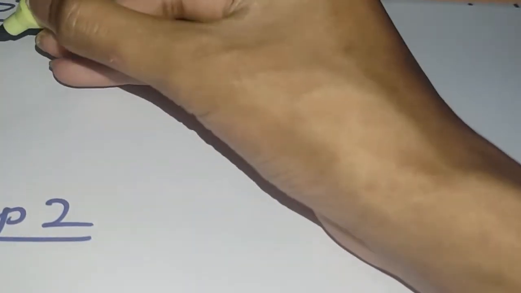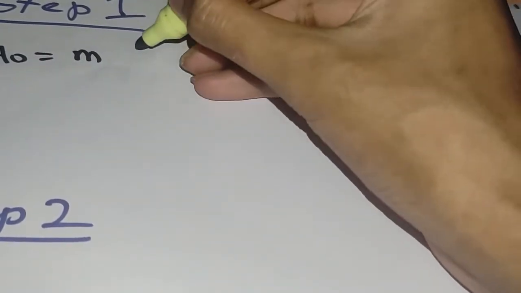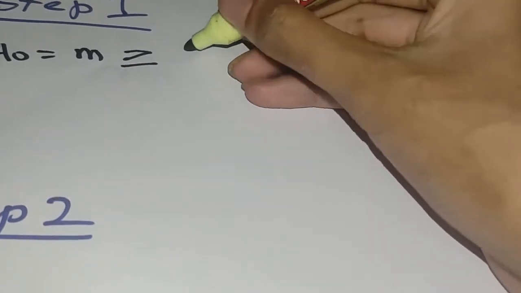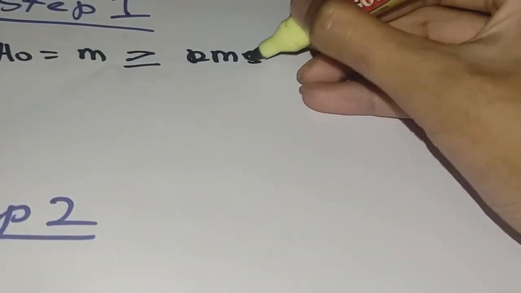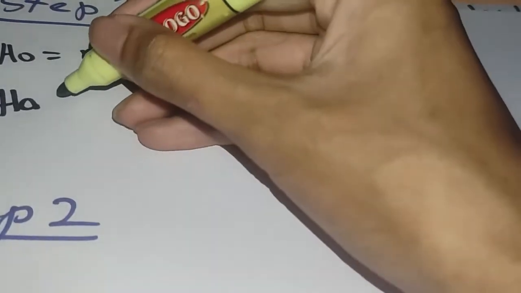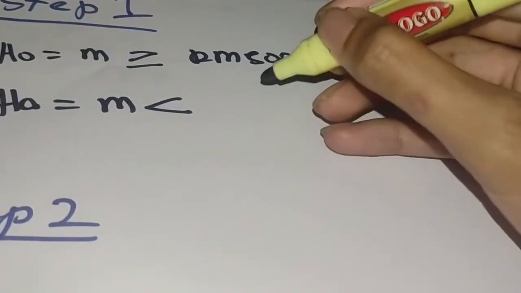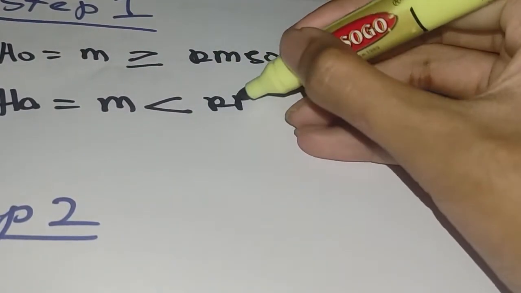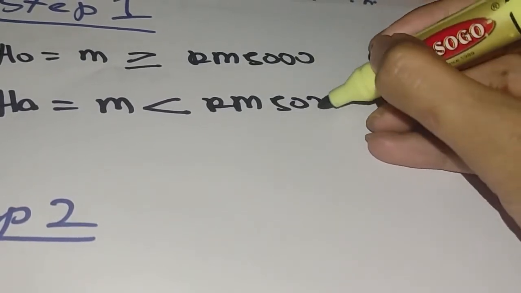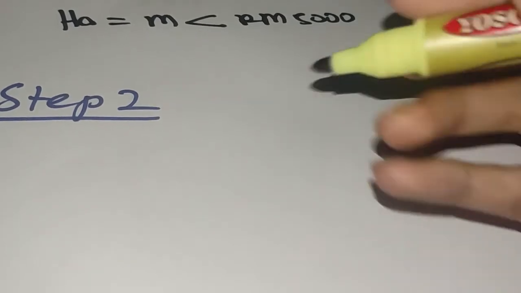Okay, step one is we need to write the hypotheses. The null hypothesis is the mean is at least RM 5,000, and the alternative hypothesis is the mean is less than RM 5,000.